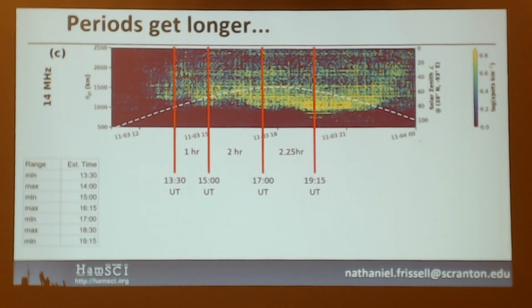We also note that the period gets progressively longer with each periodicity. So it starts off with about 1 hour, and then the next TID comes in, it's about a 2-hour period, and it keeps stretching out. So there's going to be some physics that we can pull out of there.